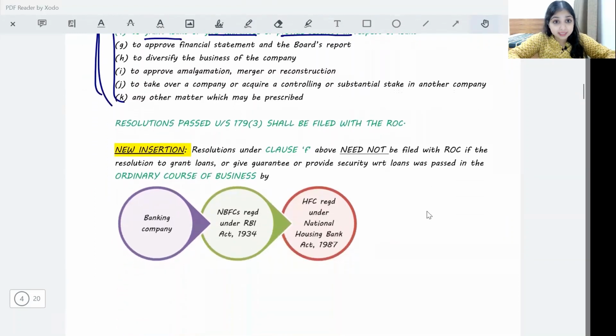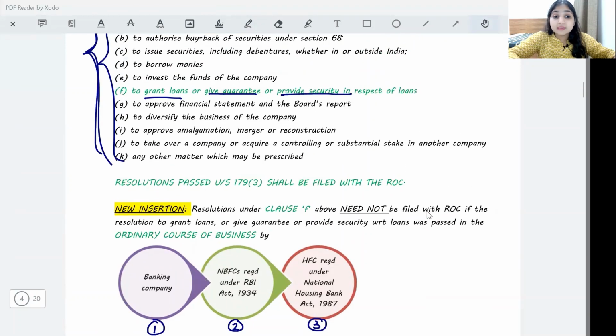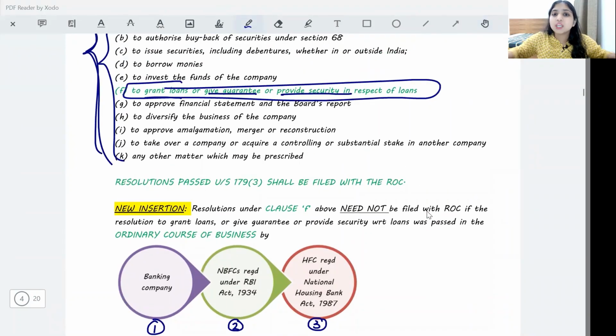But the amendment is that in case my company happens to be a banking company, an NBFC, a non-banking finance company, or a HFC, a housing finance company, then this resolution need not be filed with the ROC. That's all. We are just giving a relaxation to these three companies: banking companies, NBFCs, housing finance companies.